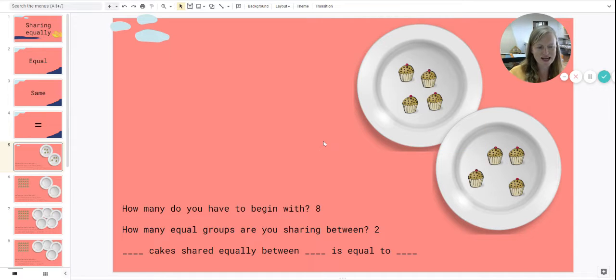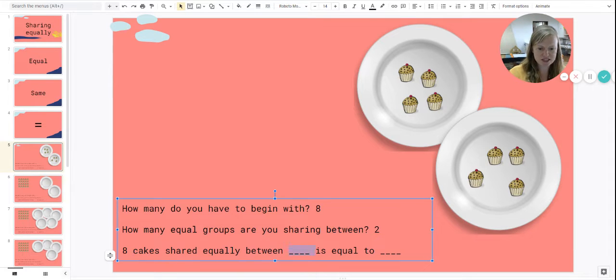Now I have a question. How do we know we have shared these equally? Well, we know that there are none left over, and we know that each person has the same amount. We can check and count each plate and make sure that each person has the same amount. How many are on each plate? Can you tell that by looking? There's 4, isn't there? So let's fill in this sentence. 8 cakes shared equally between 2 is equal to 4. 4 each. Each person got 4 cupcakes.